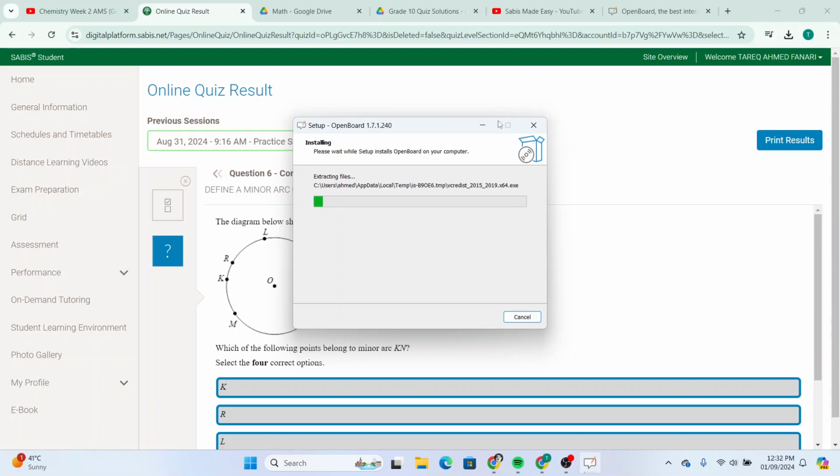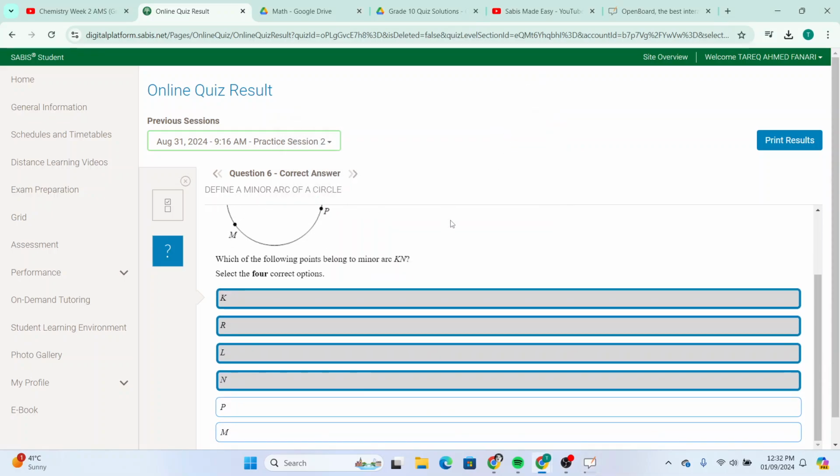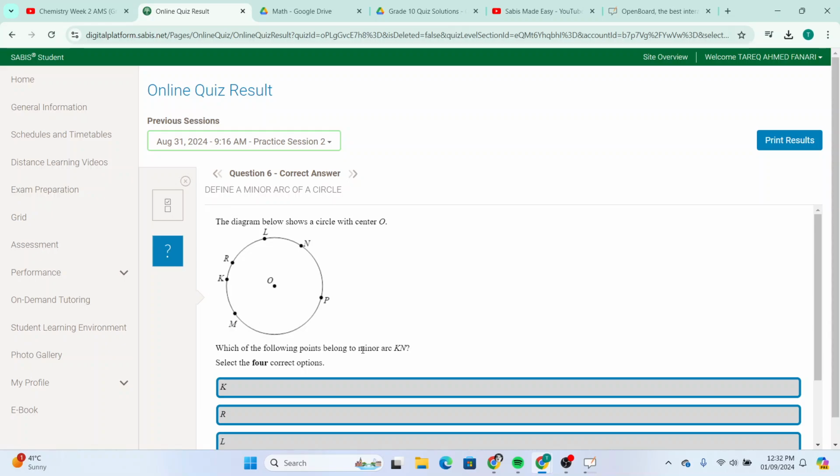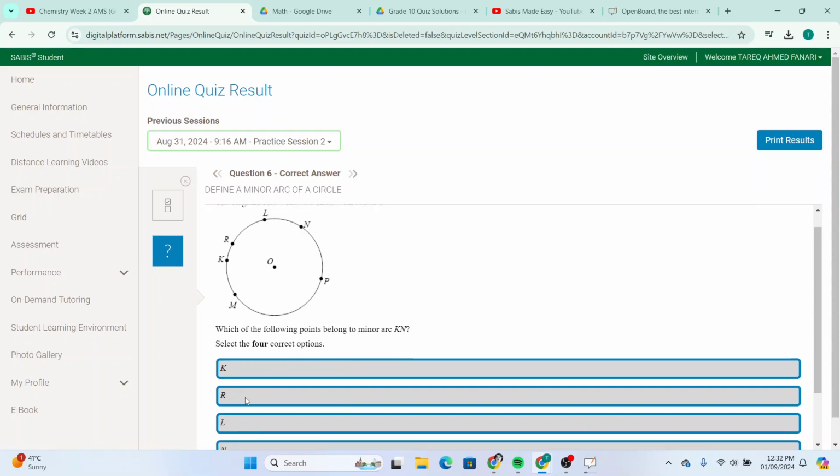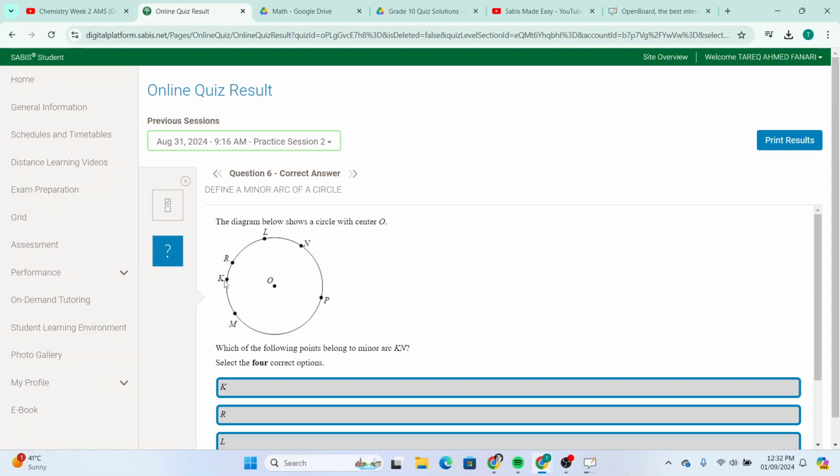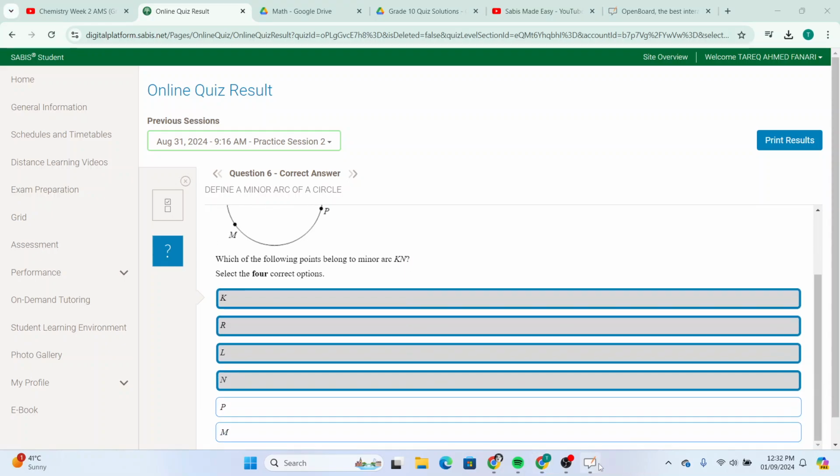Define minor arc KN. Select the four options K, R, L, N. Okay, let's see. Minor arc KN is this arc right here. So you just select the points that are on this arc, which are point K, point R, point L, and point N. Okay, that's correct.